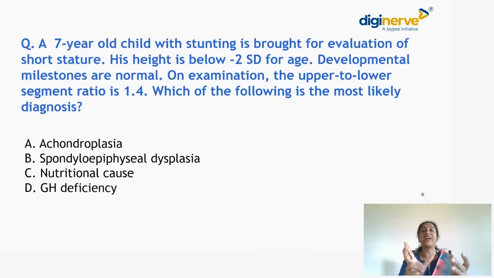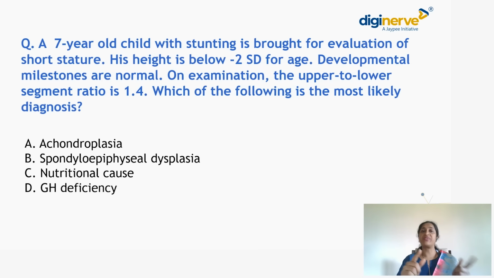Spondyloepiphyseal dysplasia: spondylo is the word used for the vertebra. Among these two, in one the upper segment is small, in one the lower segment is small. Now, in the child, the upper segment lower segment ratio shows that the upper segment is bigger than the lower segment, which means the body is growing, the limbs are not growing. That means the vertebrae are normal, limbs are not growing. So the answer is automatically achondroplasia.